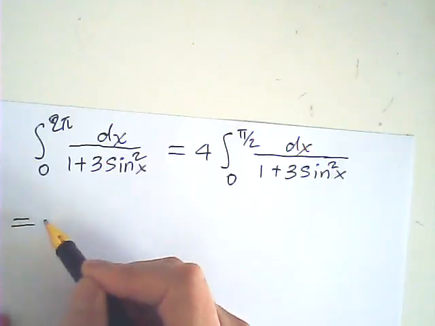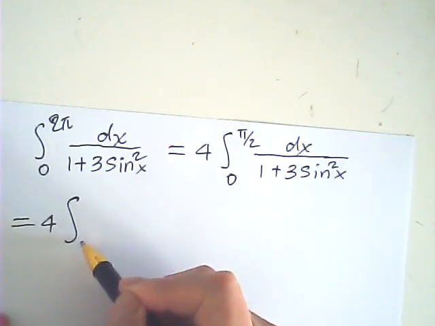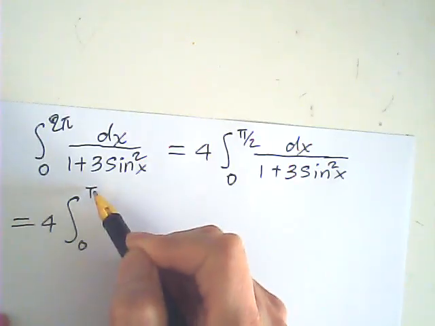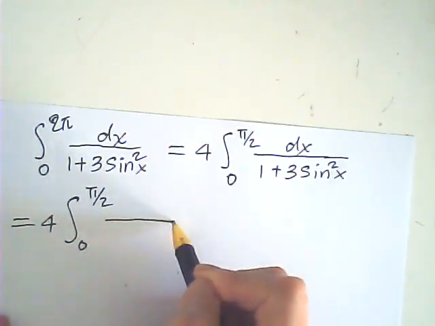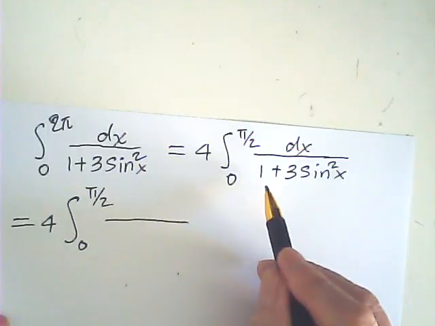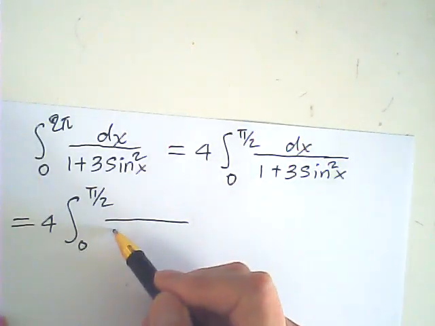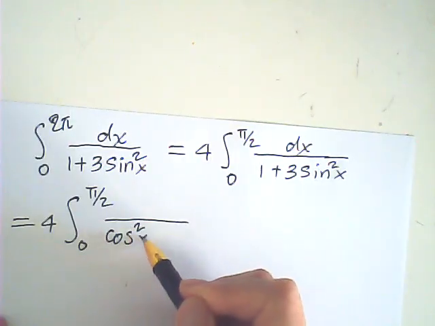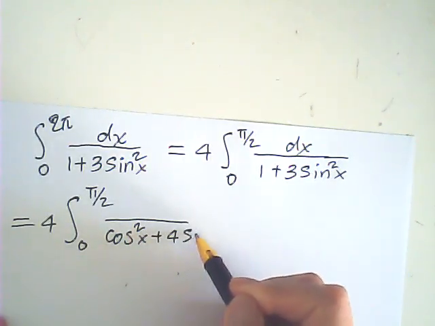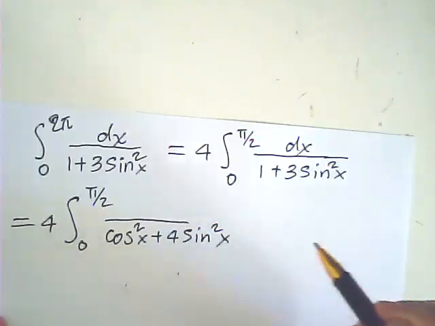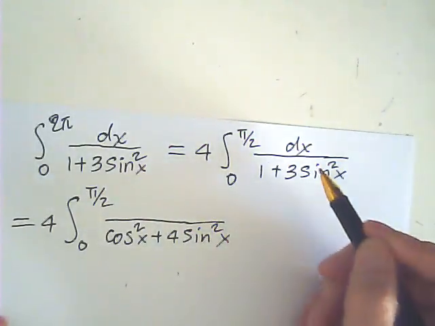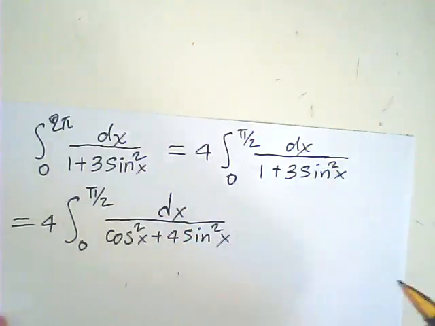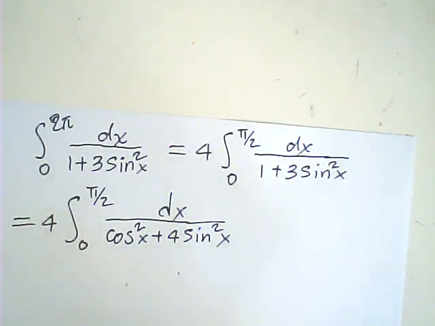Then this one is equal to 4 times the integral from 0 to half pi. One is sine square plus cosine square. So it becomes cosine square plus 4 sine square x, under dx.